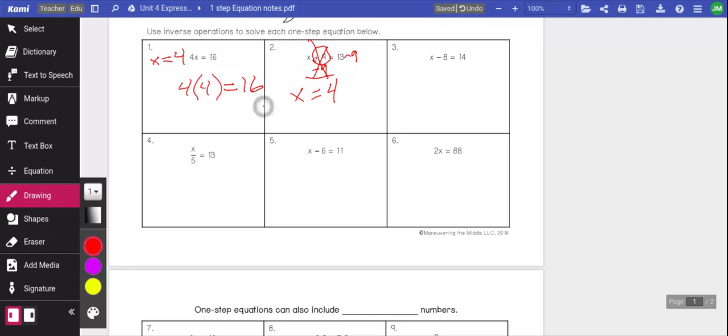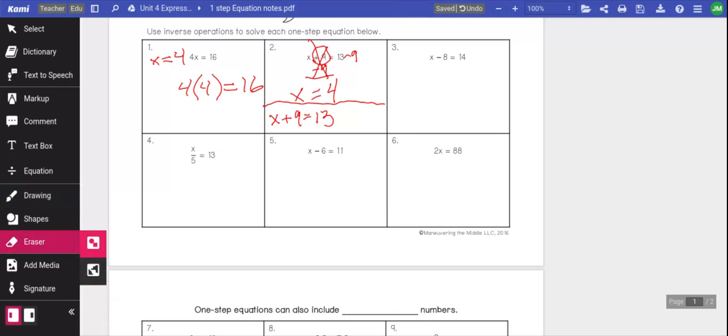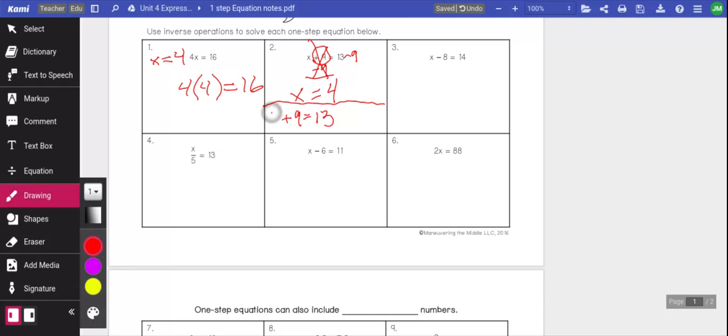Now I'm just going to show you a simple way to check if you don't use all the space in the box. You could take the original problem, x plus 9 equals 13, and then take the x out and substitute what I said it's equal to. So 4 plus 9 equals 13. That's a true statement. Therefore, I have solved this problem correctly. Two more to go just so that you get an idea.